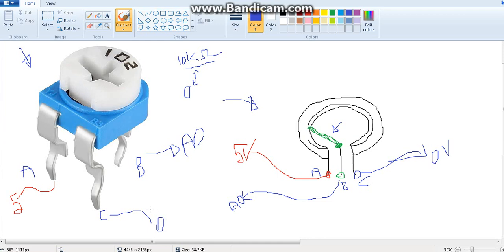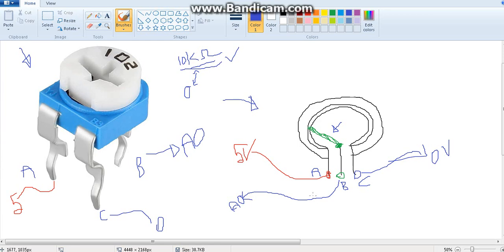Now there is a resistance between A and C, right? That resistance is the maximum of 10 kilo ohm, or in other words, the resistance between A and C is 10 kilo ohm. There's no question on that, right? But we are going to take the resistance from B. You should see this, guys.